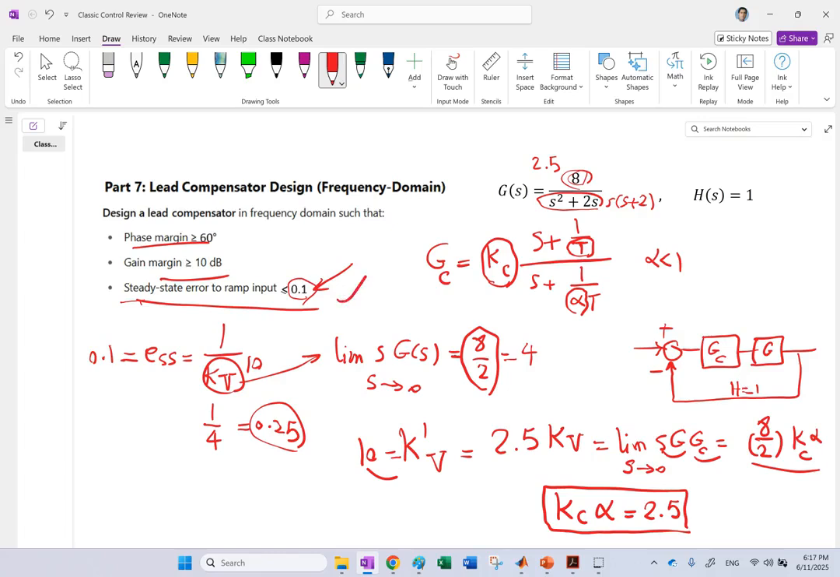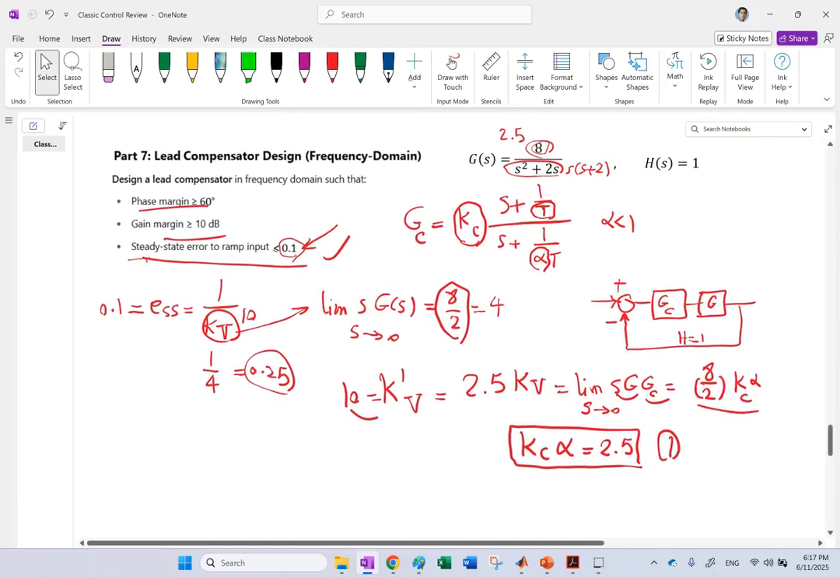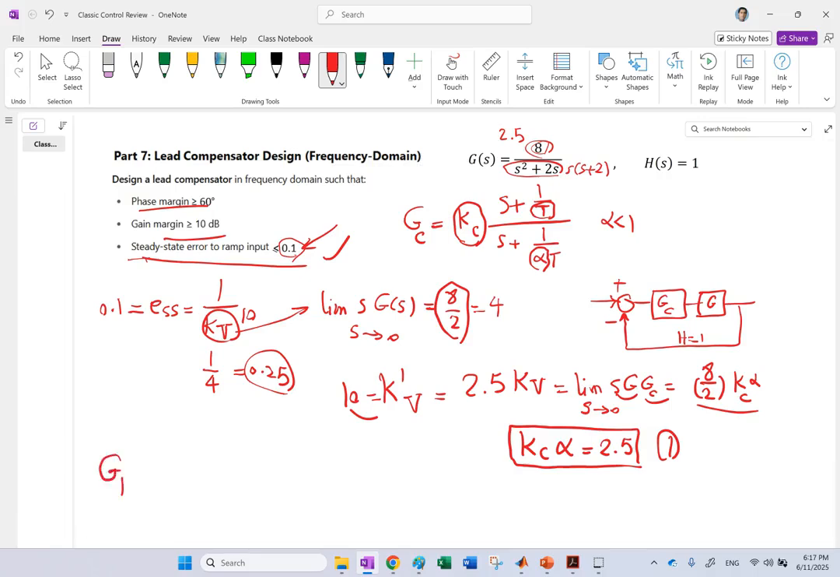Now, what do we do next? So that's the first thing we found, this equation 1, Kc alpha is 2.5. The next thing we do, we consider just a simple gain of 2.5 multiplied by G, and we define it as a new uncompensated system, G1, which is simply 2.5 times G, so it is going to be 20 over s times (s plus 2). And now we are going to draw the Bode plot of this gain compensated but not lead compensated system.